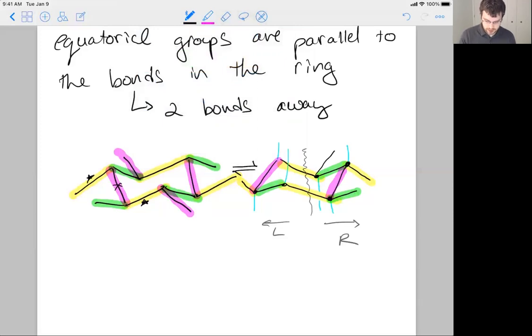Let's go over here. Now we're going to be pointing down and to the left because our axial group's pointing up and we're on the left side of the molecule. We're going to be parallel again to the purple lines. So purple there. And then to our last position, we're going down and to the left, and we're going to be parallel to green.